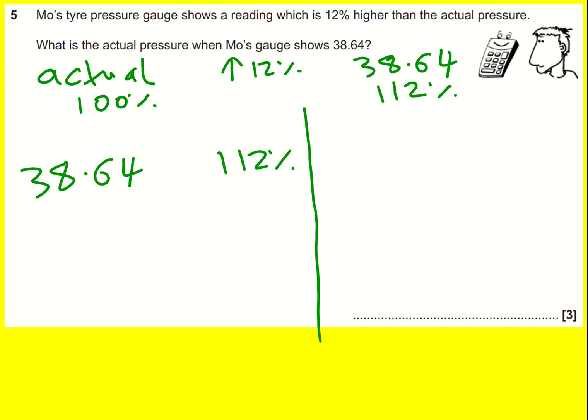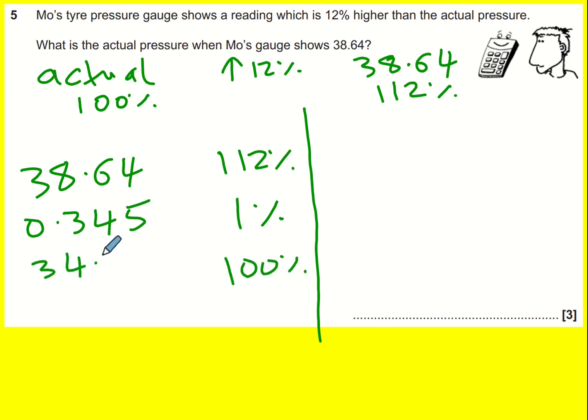And then a good strategy is to use, we call it the unitary method. So basically find out what 1% is, and you can do that by dividing through by 112. If you do that, then you get 0.345, and then we can times through by 100 to give us 100%, and that's going to be 34.5, and that is the answer. Method 2 is to basically use multipliers.